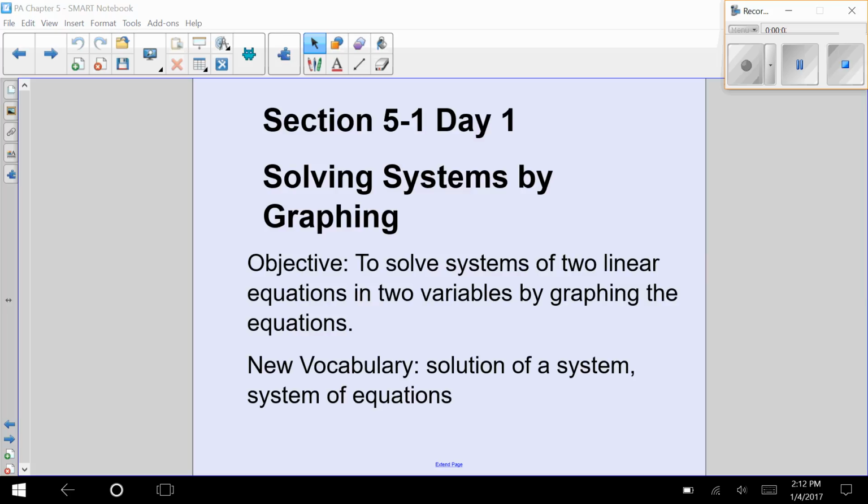This is section 5.1, day 1, solving systems by graphing. Our objective today is to solve systems of two linear equations in two variables by graphing the equations.